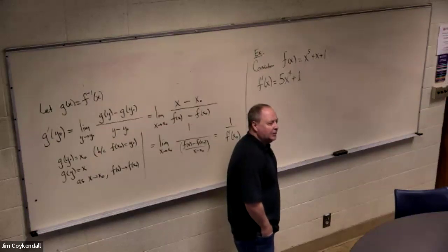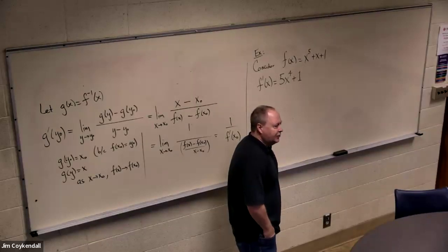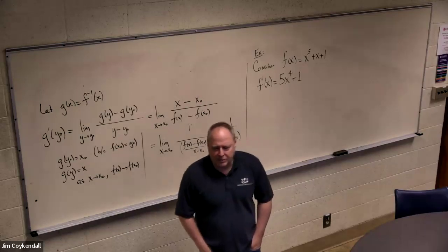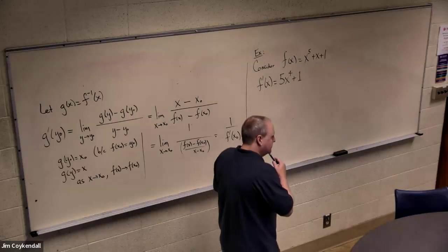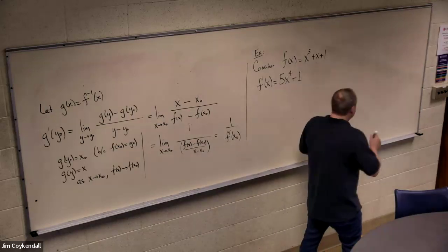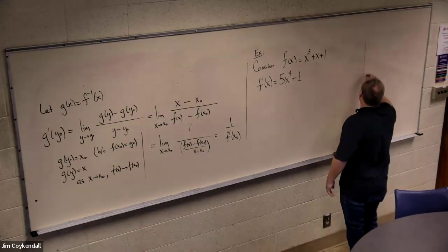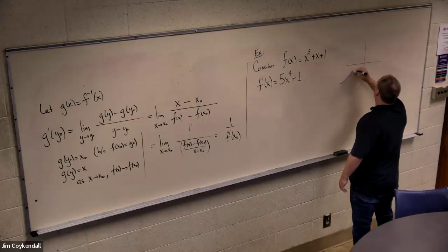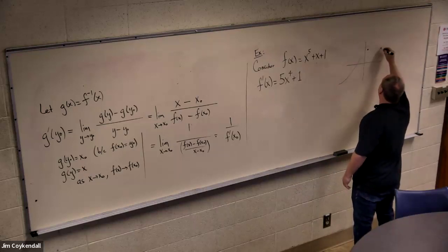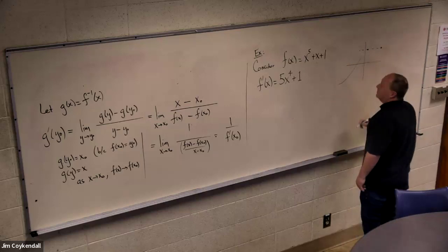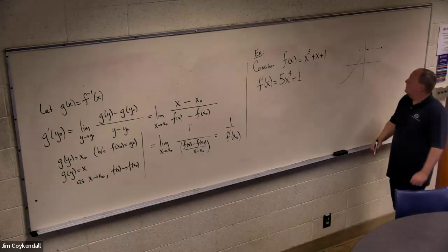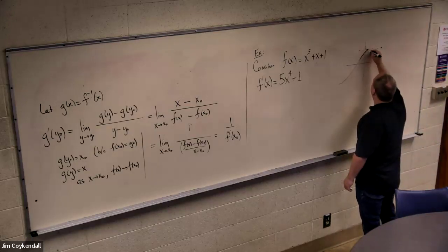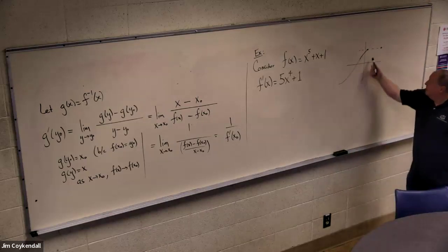It explains to me why such a function has to pass the horizontal line test. We actually haven't had this theory, but I'm appealing a little bit to your intuition. If this function didn't pass the horizontal line test, there would have to be two points on the function that you could draw a horizontal line through. So let's suppose you hit the point on the left first. How are you going to get here?